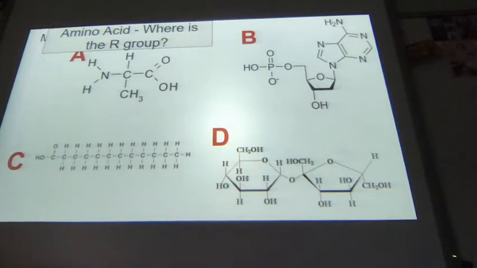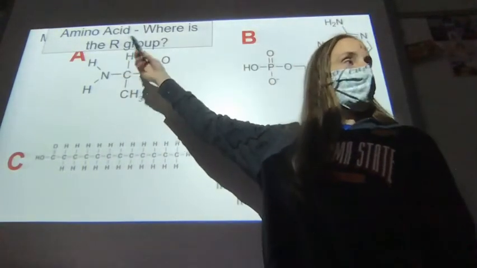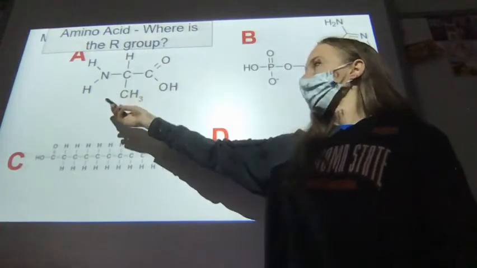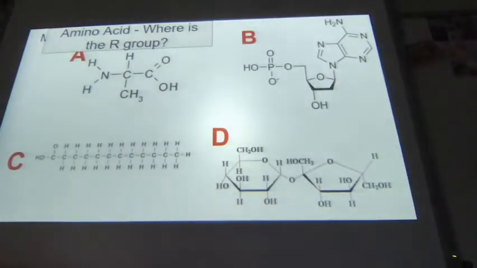Yes. How would you find it? CH3. Well, it doesn't have to be CH3. It could be a lot of different things. Right. It's the opposite of this hydrogen, right? So you look for your carboxyl, your amino group, and it's the opposite of that. Because I have seen one time where they put the R group on the top, and I'm like, what the heck are you doing?